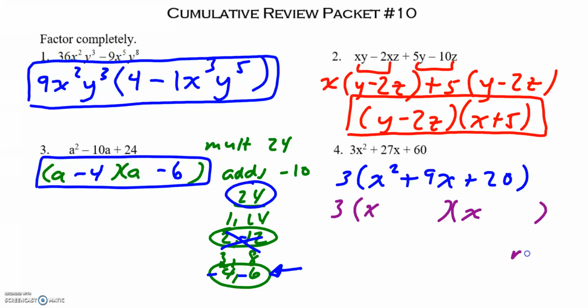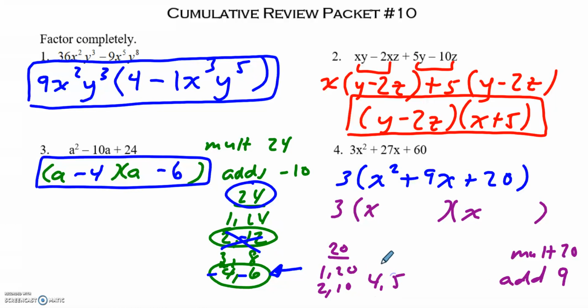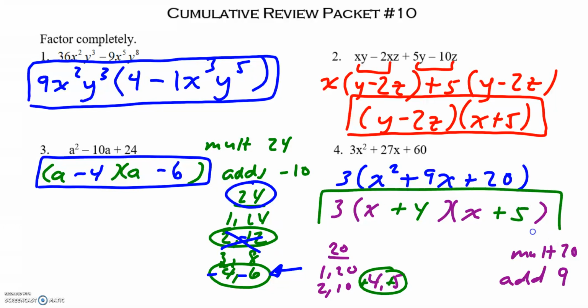We want 2 numbers that multiply to be 20 and add to be the middle term of 9, because we're looking at this trinomial now. The options for 20 are 1 times 20, 2 times 10, and 4 times 5. The pair that can get me 9 would be positive 4 and positive 5. So this would be (x + 4)(x + 5). And so this would be my final answer.